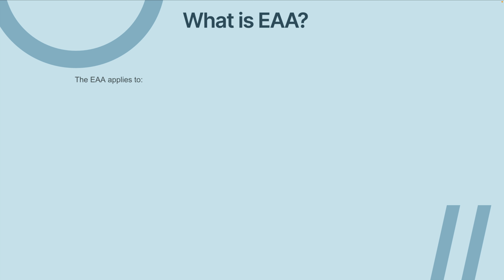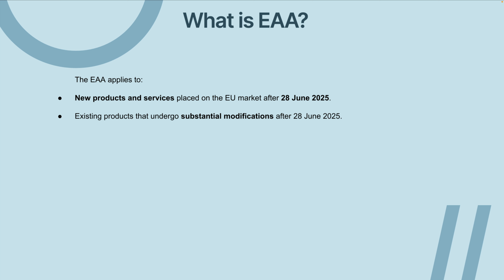Well, the good news is that the EAA applies to the new products and services placed on the EU market after 28th of June. But that does not mean that we need to ignore the websites that were built before that. So how does that work? Well, existing products that undergo substantial modification after 28th of June 2025 will need to abide by these guidelines and rules. So let's say your website code was written before 28th of June, but if you make any substantial modification to the code base, then the new changes you're making, the new updates that you're making, must comply with EAA guidelines.